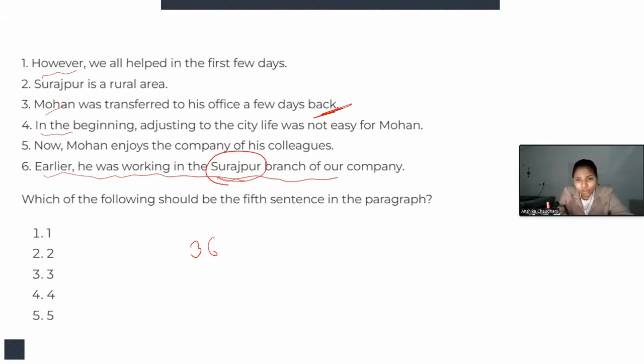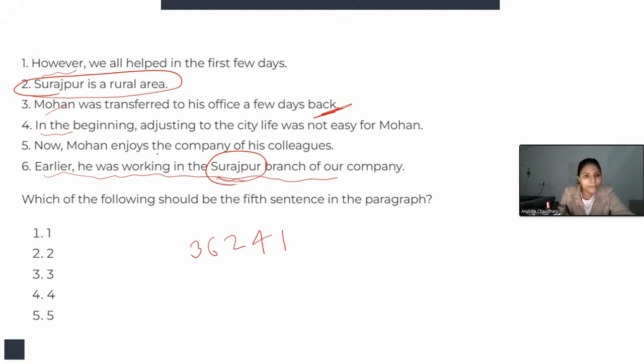Now we have introduced Surajpur. So here this is the complete line that is introducing Surajpur. So Surajpur is a rural area too, right? Surajpur is a rural area. Now here if we see that in the beginning adjusting to the city life was not easy for Mohan, so it would be the next. However, we all helped in the first few days. So it would be 1.